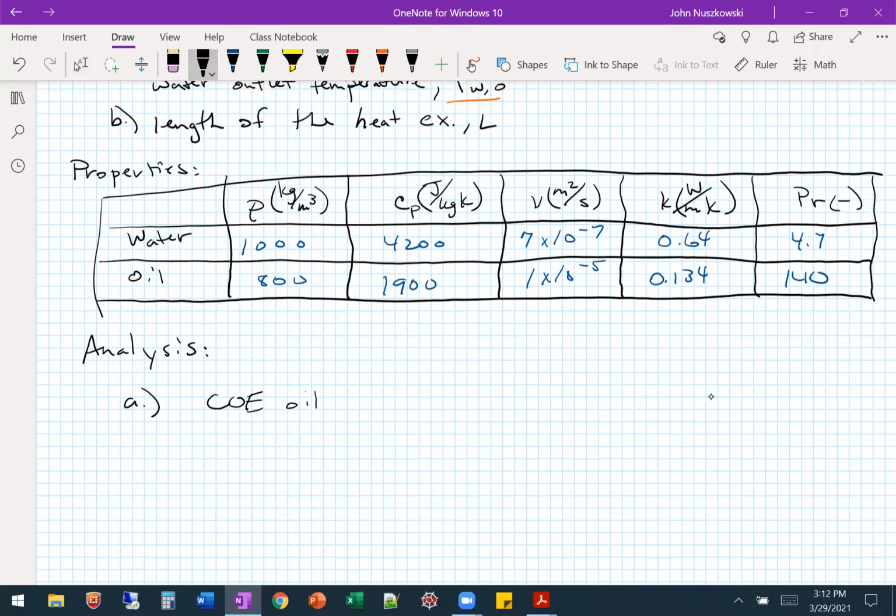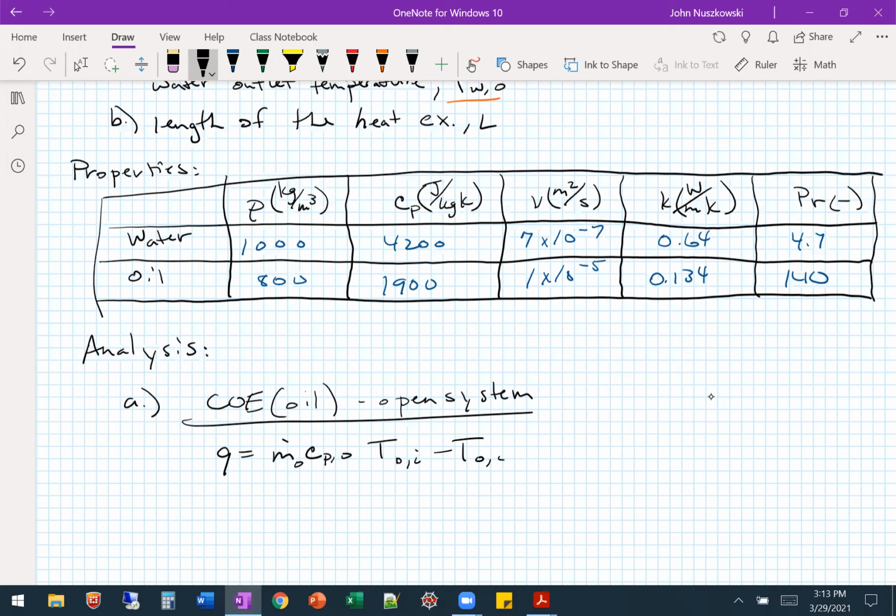So it would be the COE on the oil. It'd end up being an open system. And if we neglect kinetic energy, potential energy, no work, steady state, and we just have mass flow rate carrying in enthalpy, mass flow rate carrying out enthalpy, and that's heat, we can simplify it, and we'll end up getting something that looks like this if we simplify the open system COE, right?